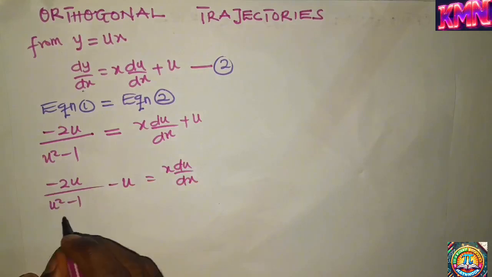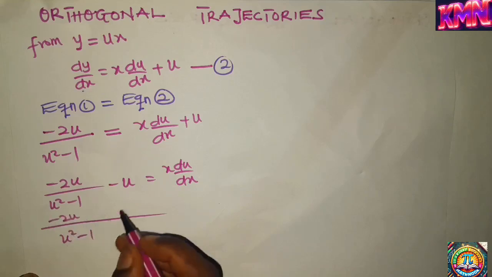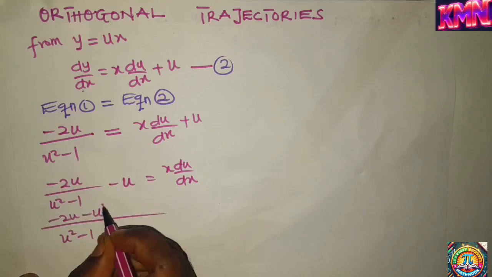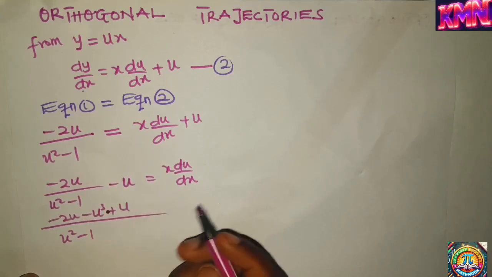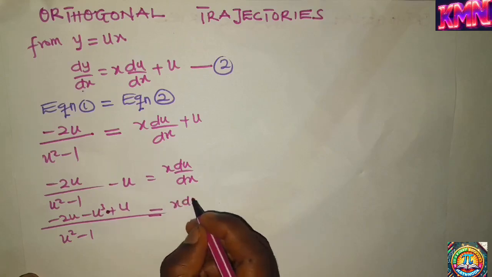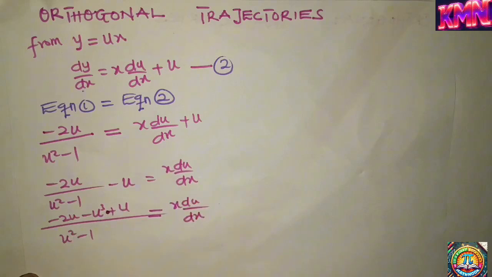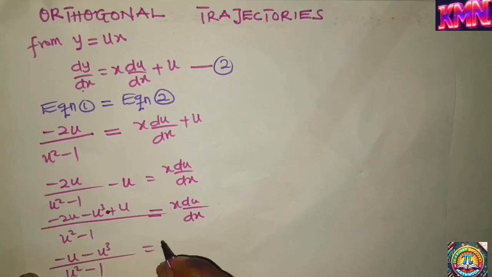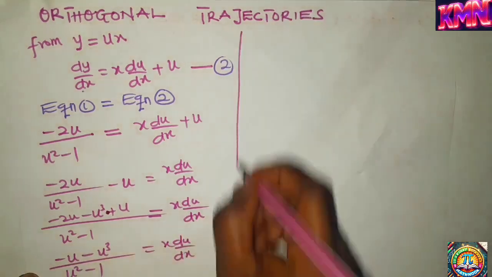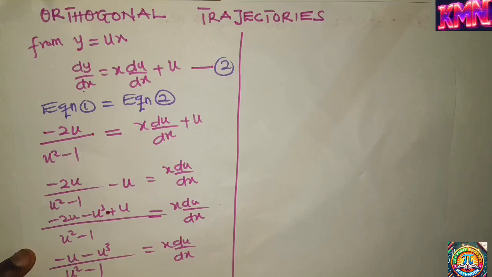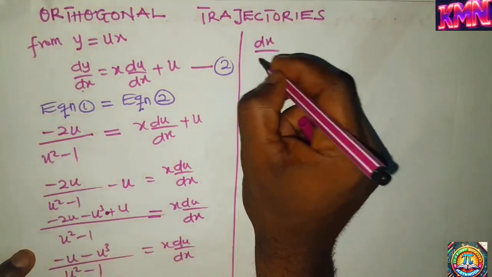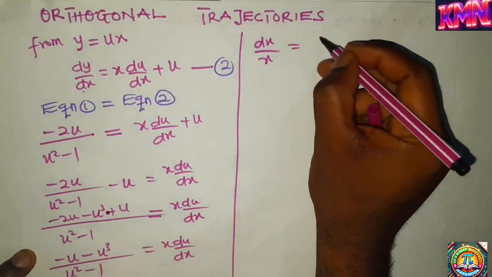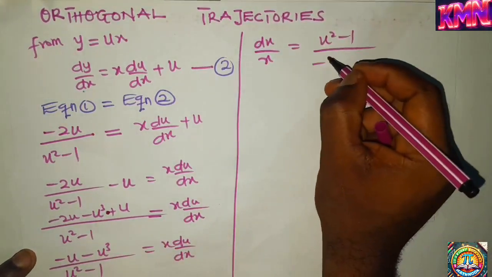Simplifying this part, u squared minus 1 minus 2u, this by that, we are going to get negative u cubed plus u, which is equal to x du/dx. And we can simplify this part, and that gives us (negative u minus u cubed) on u squared minus 1 equals x du/dx. Now we can separate. Separating, we are going to get dx on x, then we reciprocate this, which gives us (u squared minus 1) on (negative u minus u cubed) du.